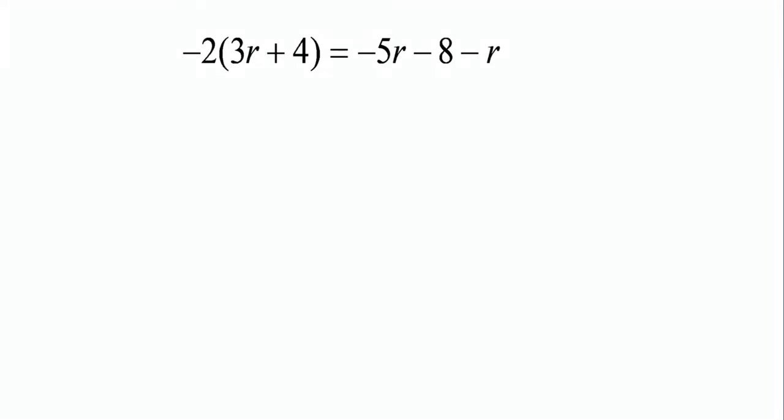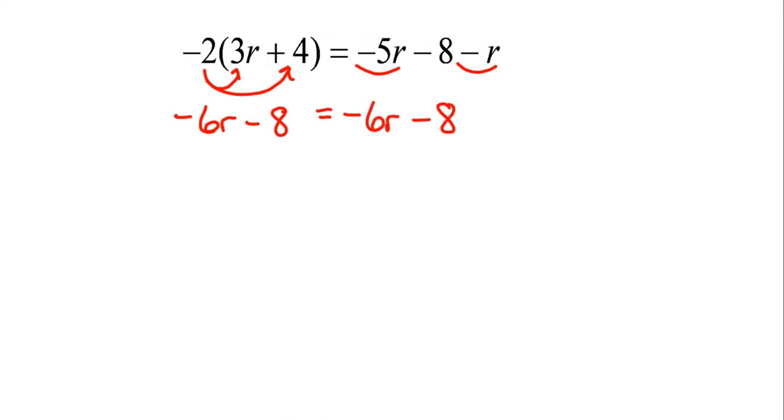the right-hand side is not simplified. So lots of things going on here. So I'm going to simplify the left-hand side by using the distributive property. Negative 6r minus 8 equals, and then on the right-hand side, I've got some like terms here. Negative 5r minus r is negative 6r minus 8. And you might notice something's odd here. We get the exact same thing on both sides of the equation. Negative 6r minus 8 equals negative 6r minus 8.